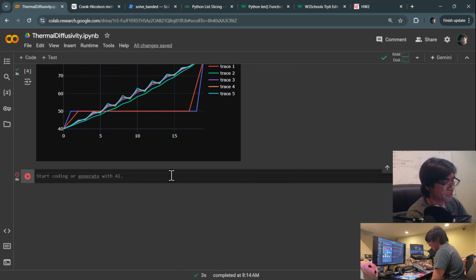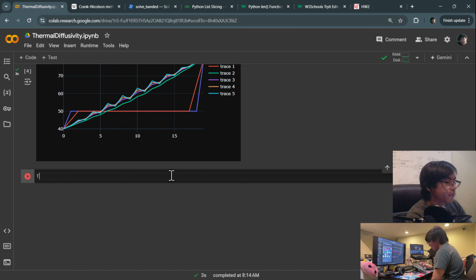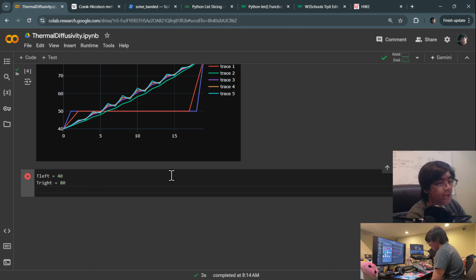So let's go ahead and define what we know. So we have our right and left temperatures, which stay constant. So I'll do T left is equal to 40 Celsius and T right is equal to 80 Celsius. Those are held constant. And then we have our T initial values. Those are our 20 temperatures that start at 20 Celsius.